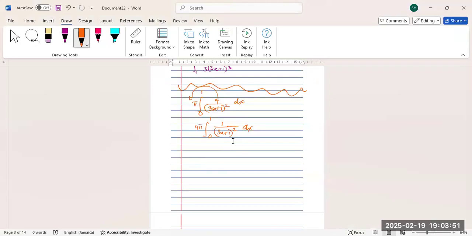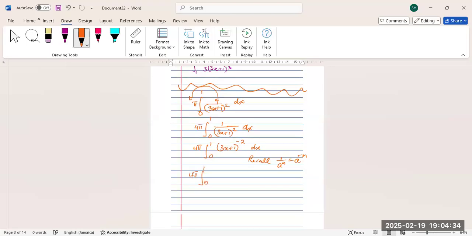So we're going to call this 4 pi, the integral from 0 to 1 of 3x plus 1 to the negative 2 dx. Then we recall that 1 over a to the m is equal to a to the negative m. Then we add 1 to the power and divide by the new power, and then we multiply by the differential of the inside and reciprocate it.